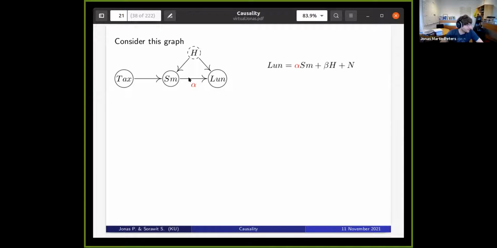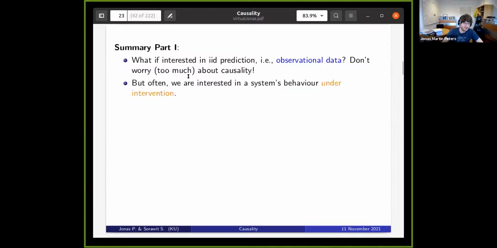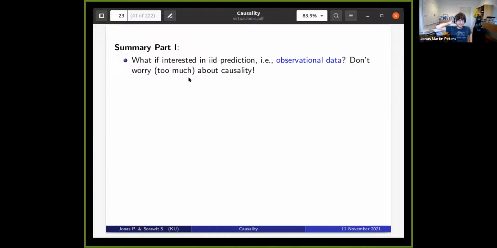Okay, so now I just sum up maybe here. So what did we just discuss so far? So far, we were really in the setting of saying that you know something about the causal structure, and now we are trying to do inference. So to summarize, the first point is, if we are interested in IID prediction, so this was also one question that came earlier, right? So if you're just interested in predicting Y from something, then you don't have to worry too much about causality, at least for now.